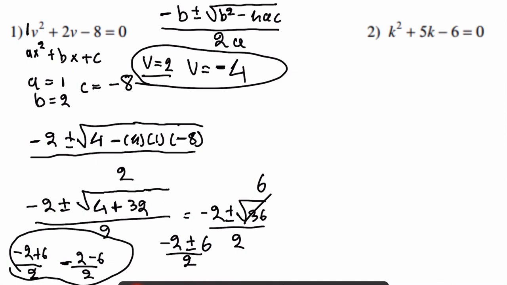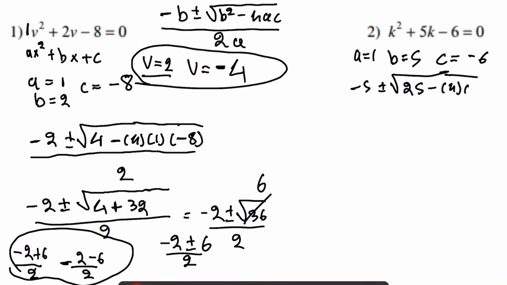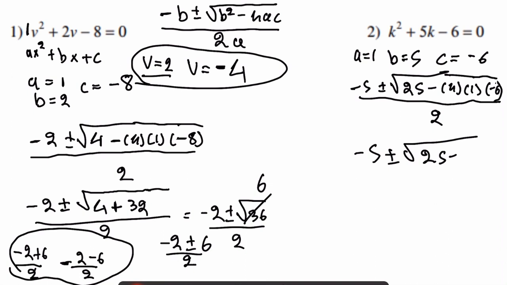So we have k squared plus 5k minus 6. So our a is 1, our b is 5, and our c is negative 6. So now we plug this into the quadratic formula. We have negative 5 plus or minus the square root of b squared, which is 25, minus 4 times 1 times negative 6, all over 2a, so 2 times 1. So I can simplify this as negative 5 plus or minus the square root of 25 minus 4 times 1 is 4. 4 times negative 6 is negative 24.